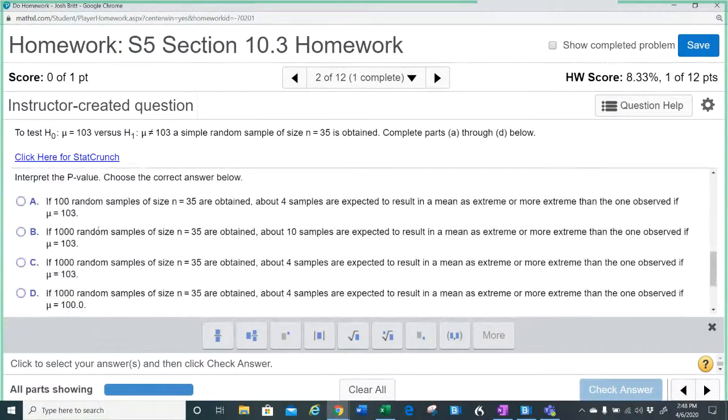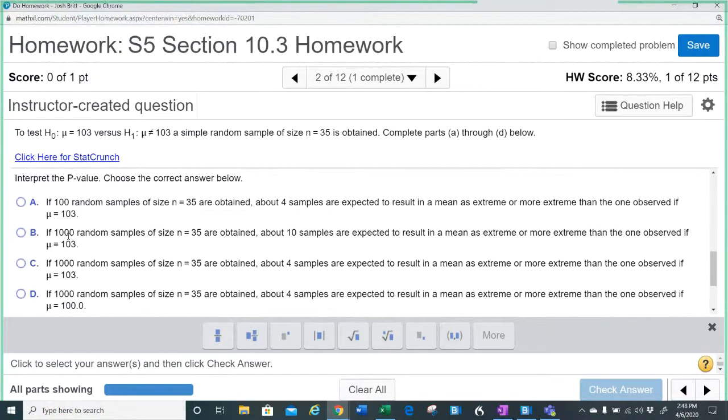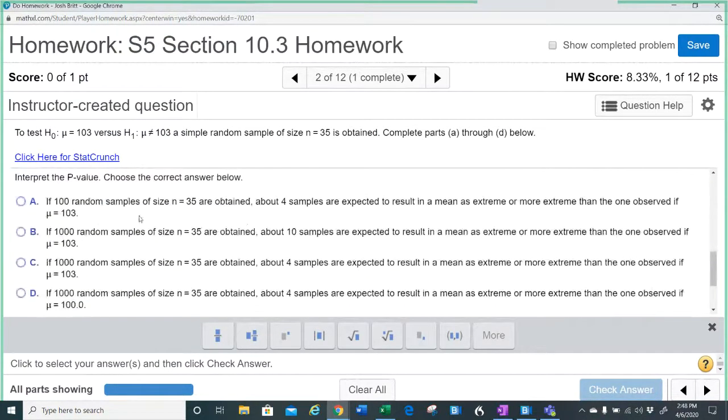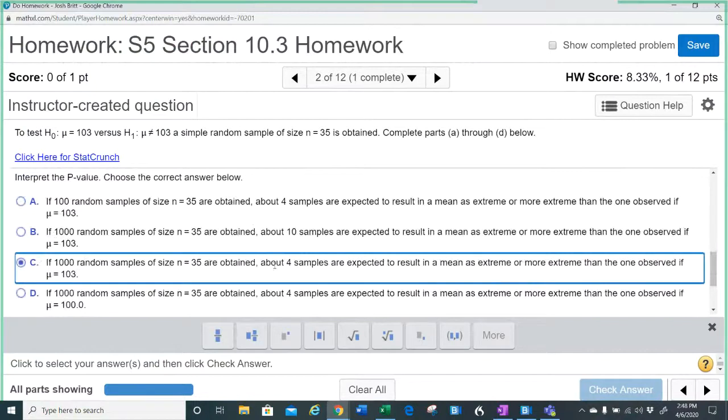here it goes. So out of 1,000, we would expect about 3 or 4 out of 1,000. So this would be 1,000, this would be 1,000. So here it is right here. About 4 samples out of 1,000 under the assumption that the null is always true.